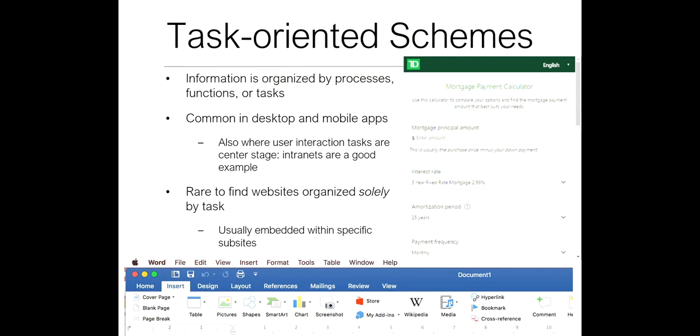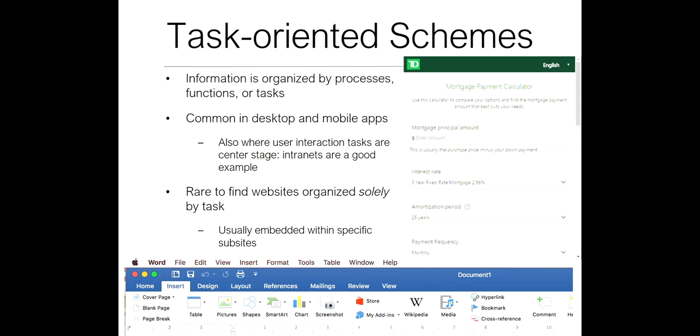Then we have task-oriented schemes, where information is organized by process, function, or tasks. This is common in desktop and mobile applications, and also where user interaction tasks are center stage. Internet banking is a particularly good example of this. It's also rare to find websites organized solely by tasks. It's usually embedded within specific substates. So if you are in the process of thinking about buying a house, going through the individual steps provided by a mortgage payment calculator is a genuinely useful thing to do. You would not expect to go through the entirety of a bank site where you're always prompted for questions, but it is useful in this particular case.